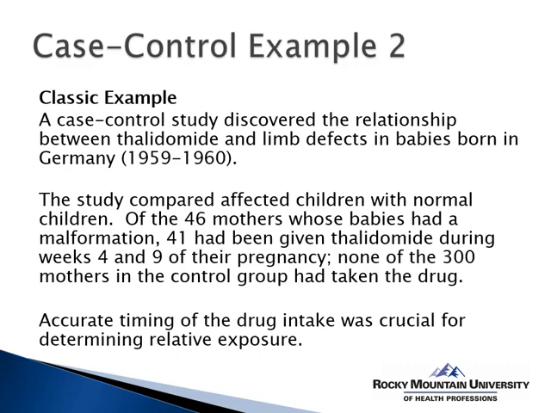Another example, looking at the relationship between thalidomide and limb defects in babies born in Germany. Study compared the effect of children with normal children. Of the 46 mothers whose babies had a malformation, 41 had been given thalidomide during weeks 4 and 9 of their pregnancy. None of the 300 mothers in the control group had taken the drug. So it showed thalidomide was the problem. This is the power of the case control study. End of story. Thalidomide's done at that point. You would not then go, oh, we've got to prove it with a prospective cohort study and randomize women that we give thalidomide to because the risk would be too great for the babies.